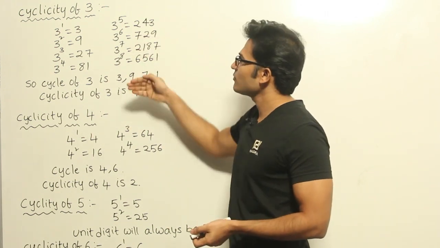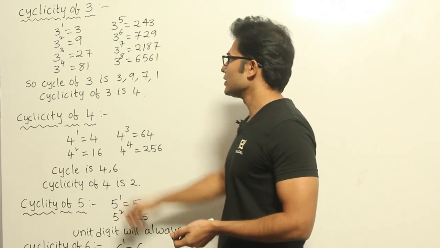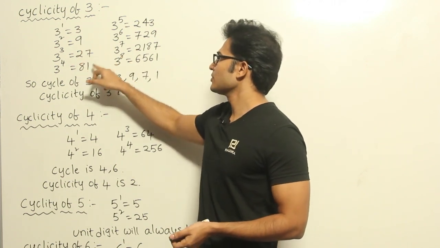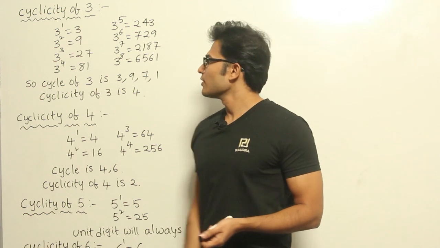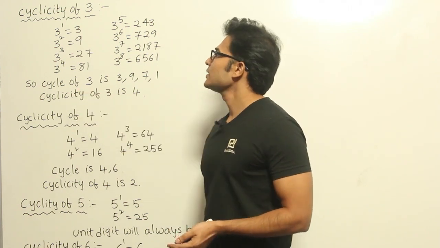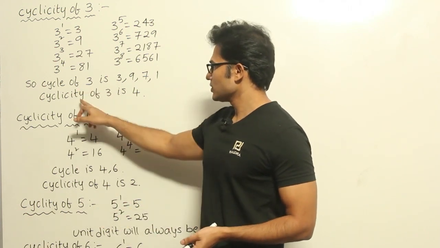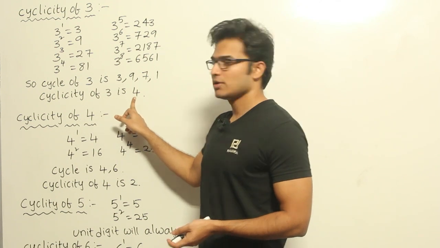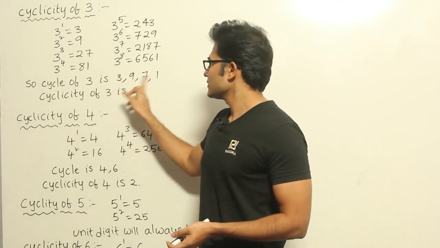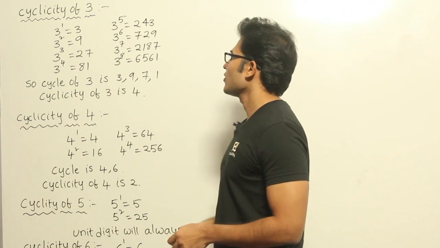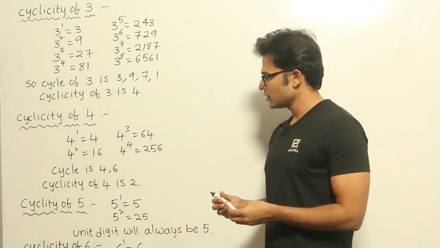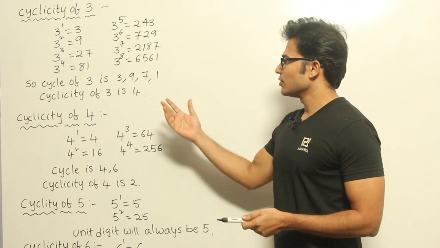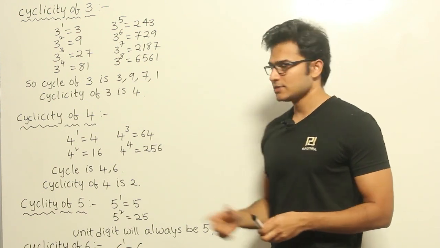Therefore, if you keep on finding out the units place, they will keep on repeating like this: 3, 9, 7, 1, 3, 9, 7, 1, right? Therefore, they are having a cycle of 4, and so the cyclicity of 3 is going to be 4. Okay, 3, 9, 7, 1 are there. Once you find out the cyclicity, later it will be easy for you to find out the units place. We shall see questions later.